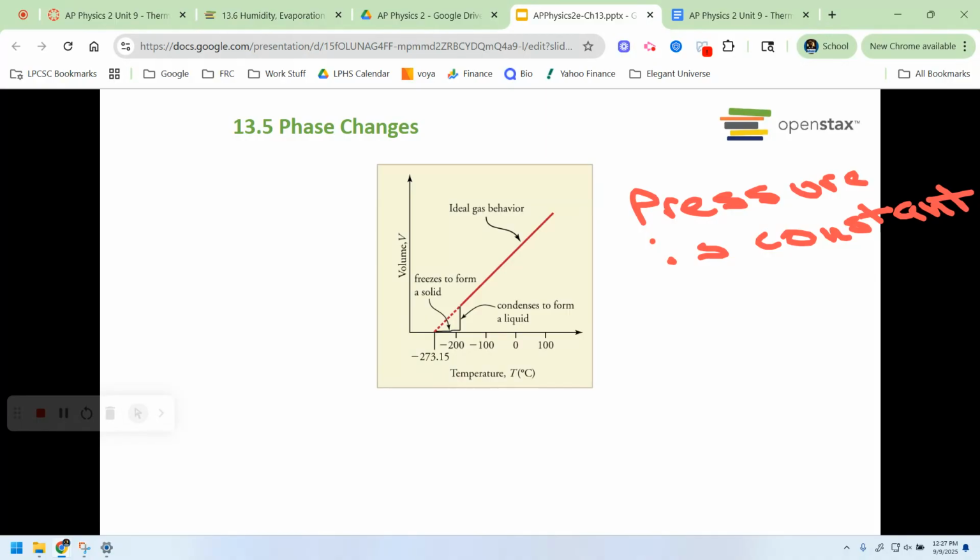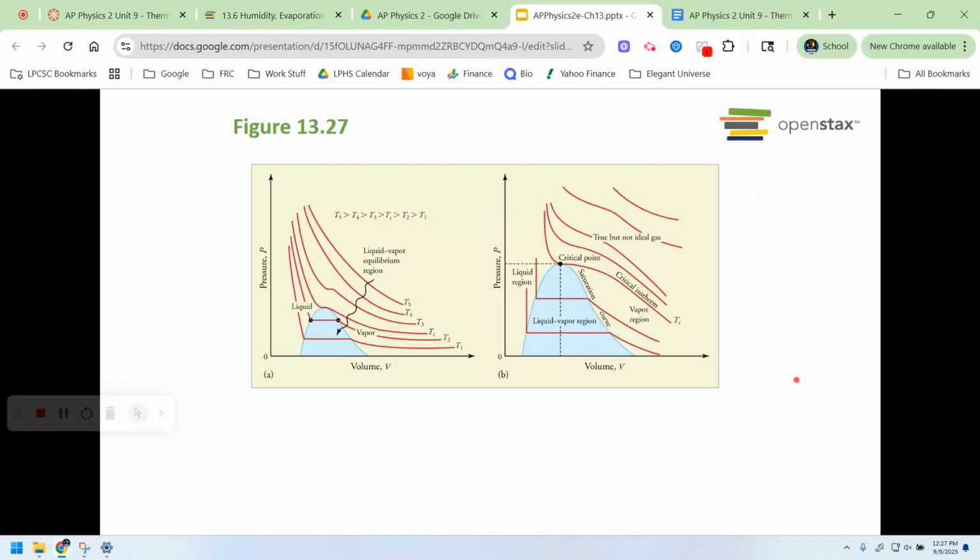And then the volume decreases slightly once the substance is a solid, but never becomes zero. And so there is this one area right here where something freezes, right? Where it condenses to form a liquid, and there's a part where it freezes to form a solid. Okay, and in general, this is just one example. All right, so then let's go to the next slide.